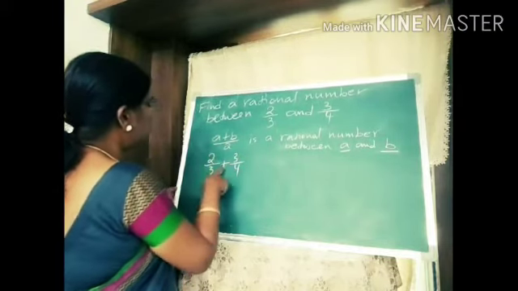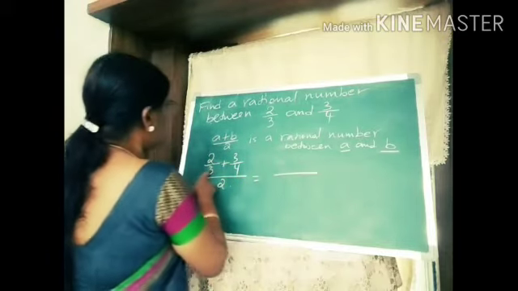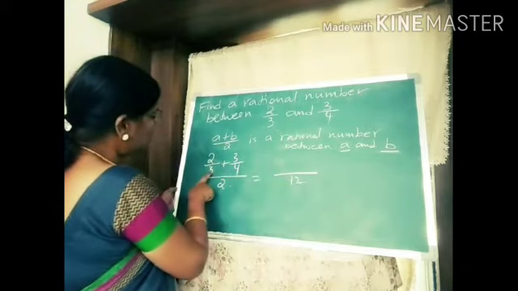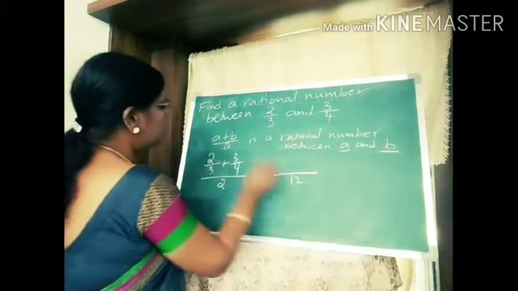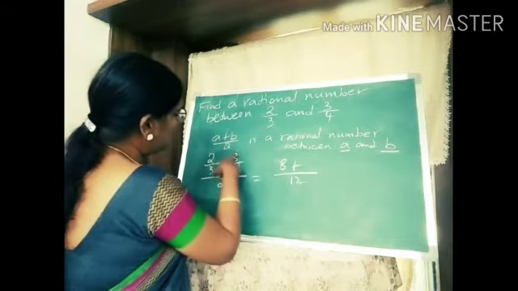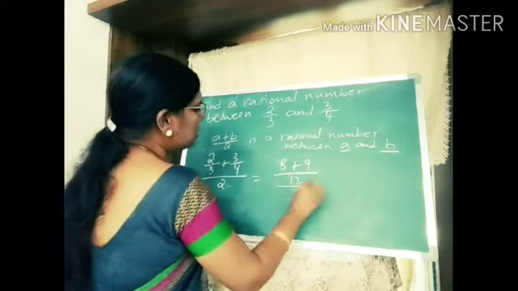That is 2 by 3 plus 3 by 4, by 2. The LCM of 3 and 4 is 12. So 12 divided by 3 is 4, 4 multiplied by 2 gives us 8. 12 divided by 4 gives us 3, 3 multiplied by 3 is 9. And these two we write here.